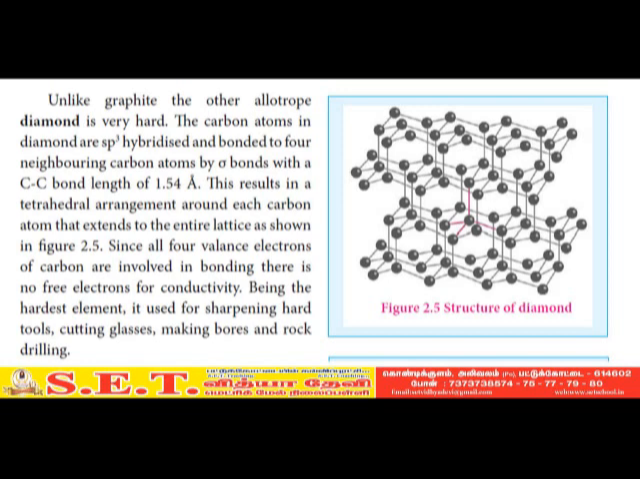Diamond is the hardest element among the allotropes of carbon. Keep it in mind. It is used for sharpening hard tools, cutting glasses, making deep bore wells, and rock drilling. These are the properties of diamond.